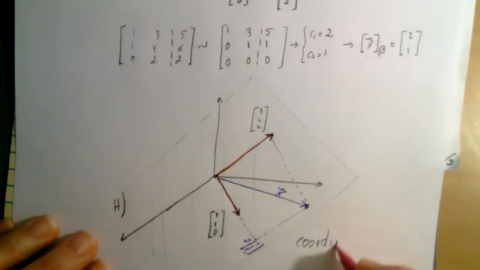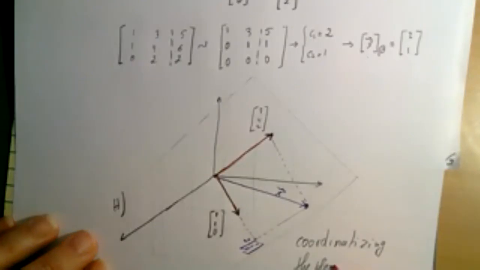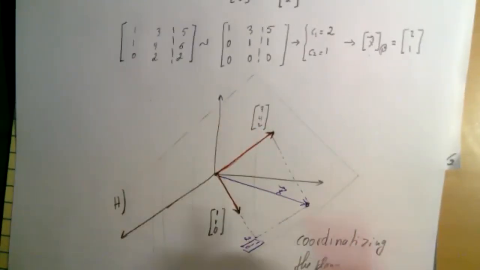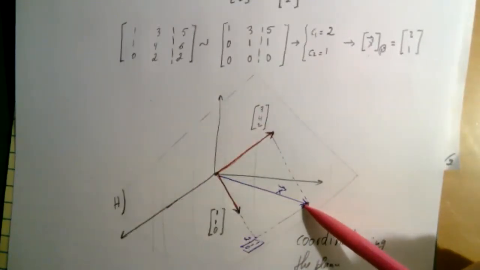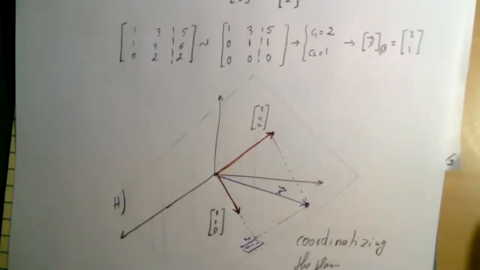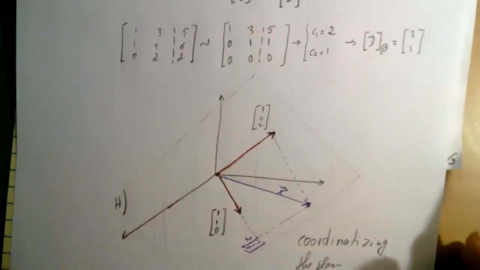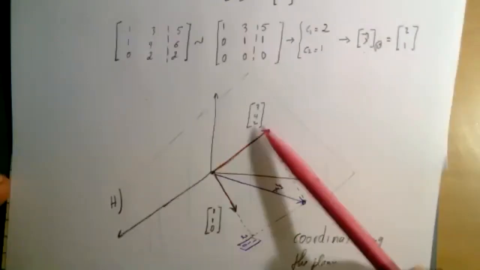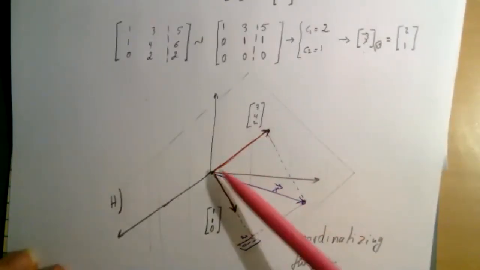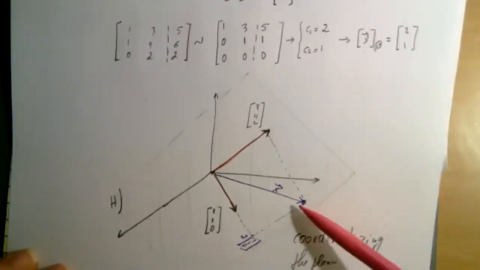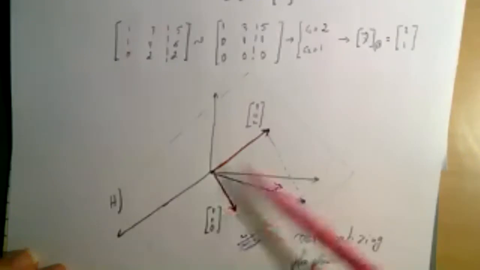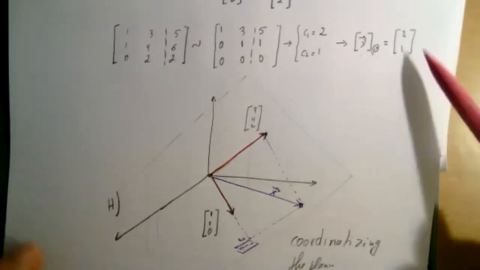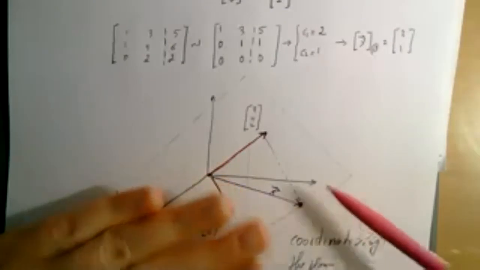Coordinatizing the plane means we take the plane within R3 and create a coordinate system within the plane. We express everything in the plane as a linear combination of those two vectors. You have a plane in R3, you're only interested in this plane, not in anything else, so you create a coordinate system. You pick two linearly independent vectors within this plane and express everything in terms of them. The reason we have two coordinates is that I am working within a plane in R3.